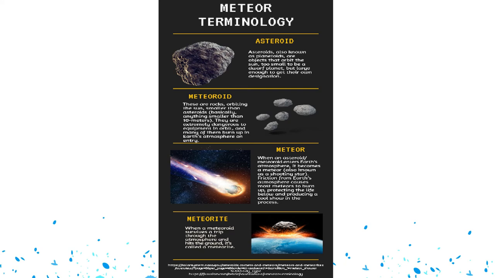As a little review or summary, asteroids are large celestial rocks while meteoroids are the smaller version of asteroids. And meteors are either meteoroids or asteroids that entered the Earth's atmosphere, while meteorites are celestial rocks that reached the Earth's ground or surface.